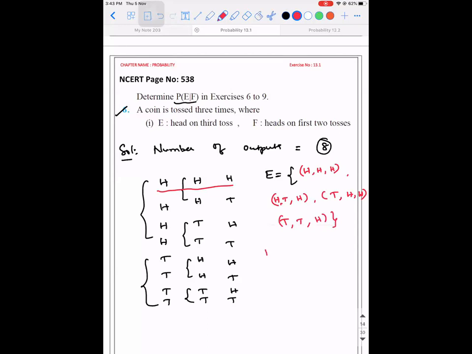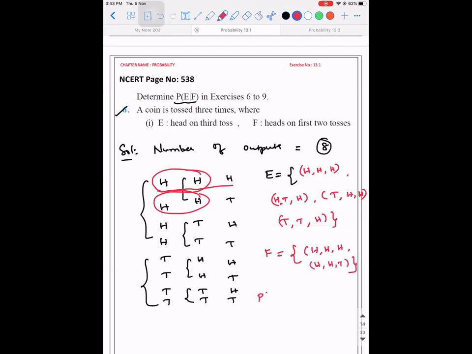Now what about F? Heads on the first 2 tosses. Heads on the first 2 tosses. 1, 2, 3, 4. That's it, right? Head, head, head and head, head, tail.